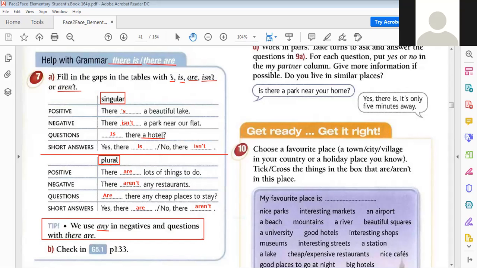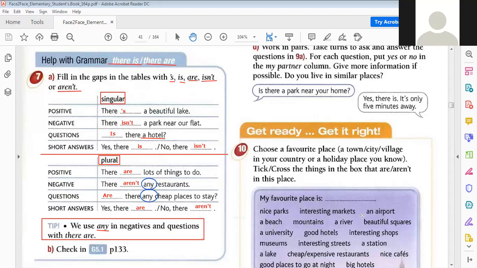Yes. So here, when do we use any? If you want to focus on any, we don't use it all the time, right? If you see, we only use it in negatives, or questions. Questions, are there any? Yes. But in plural. In plural questions, in plural negatives.